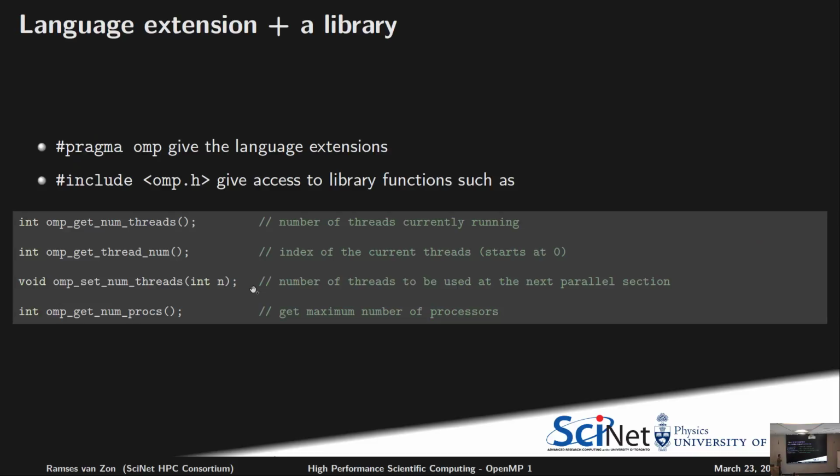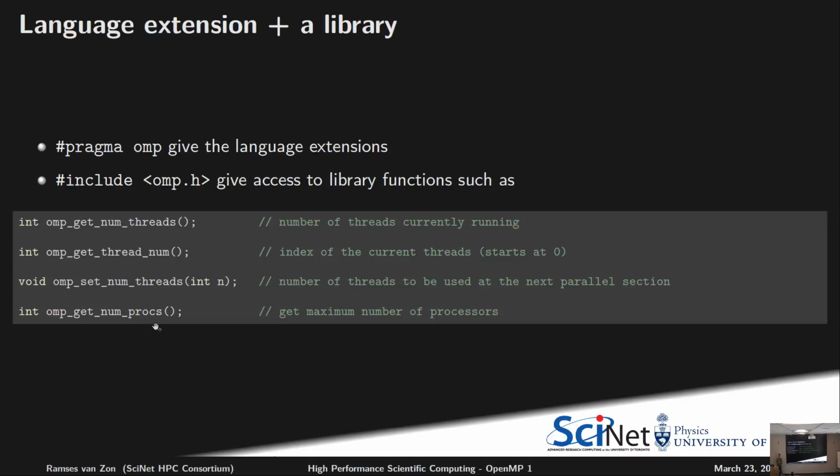So OpenMP has these pragma extensions to the language, but it also has a library with a couple of functions. Here's a few of them. Some of them seem very useful, like I want to know how many threads are running. I want to know what my current thread number is. I might want to set the number of threads, maybe dynamically in my program. I don't want to always have the maximum number of threads. Maybe there's a reason for that. And I might want to get the number of processors actually on the node.